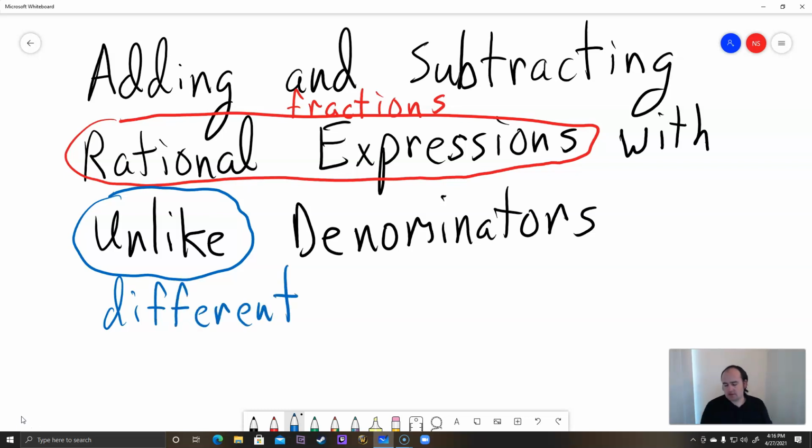Okay, so they have different denominators, and so when they have different denominators, they're a lot harder. Make sure you've already watched my video where I talk about adding and subtracting rational expressions with like denominators, because if they're the same denominator, that's a lot easier. So you want to start with those and then work on these next. The basic idea here is we're going to build them to the same denominator and then combine them.